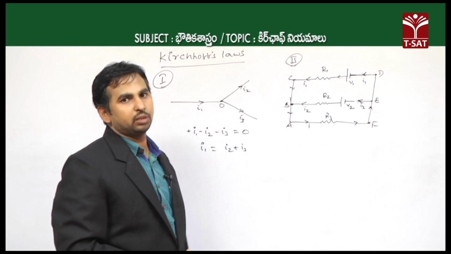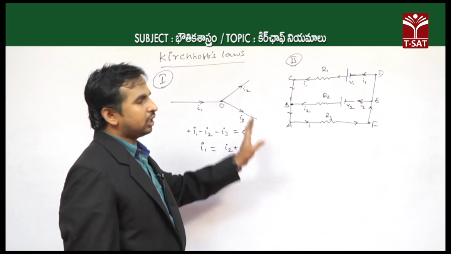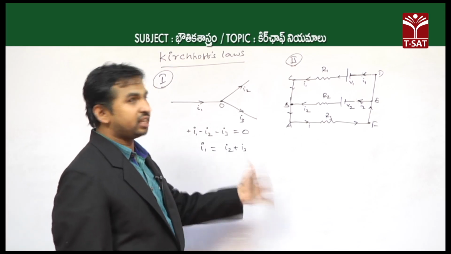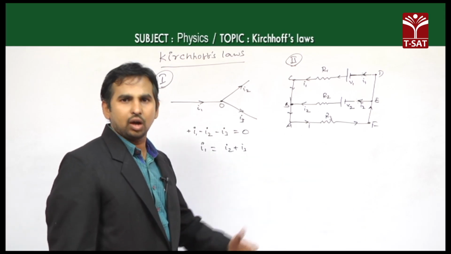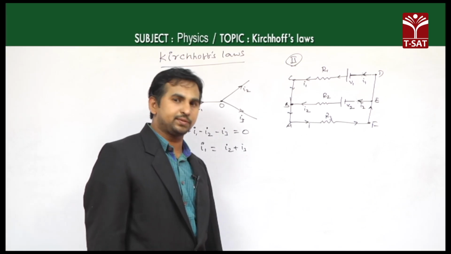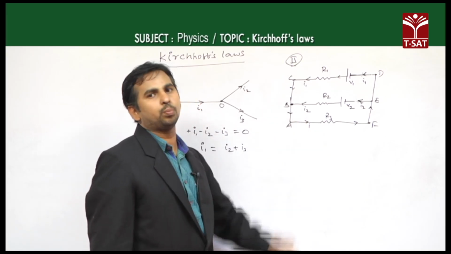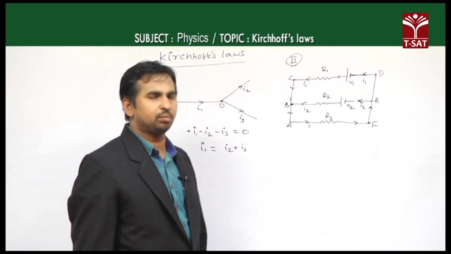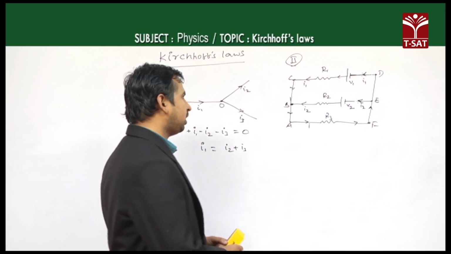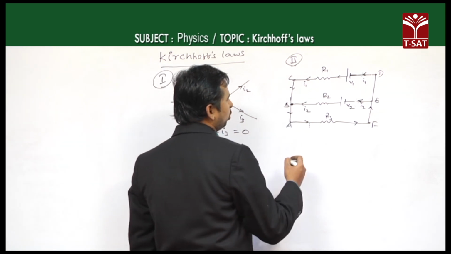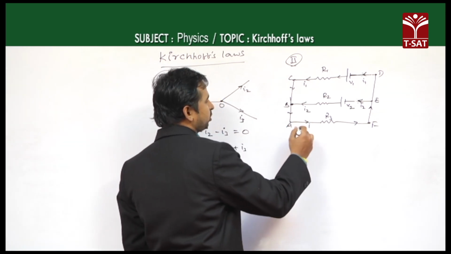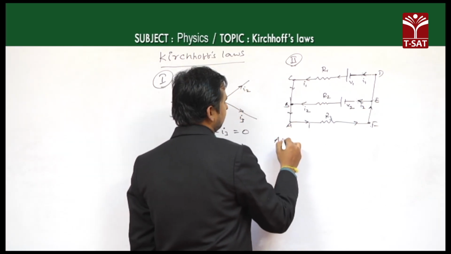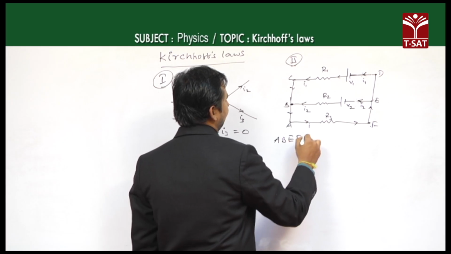Once again, as I said in the statement, if you take any closed circuit of current carrying wire, whatever the changes in the potential difference, or the potential drops across the electronic components, the algebraic sum must be 0. Now apply it to a closed loop, first one A, B, E, F and back to A.